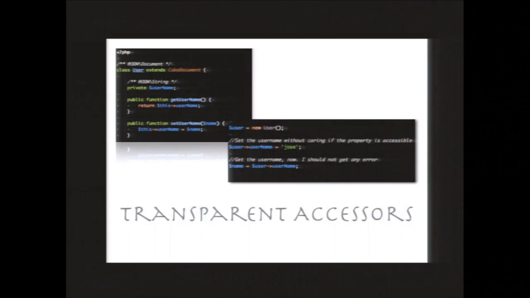So this is what I wanted it to look like. I want to create a document called user, have a private username, and then access the username just like that, and set the username just like that. And it magically would map to the set and get methods if they are defined. Any questions? So accessing the property will automatically call set or get for that property if it exists.